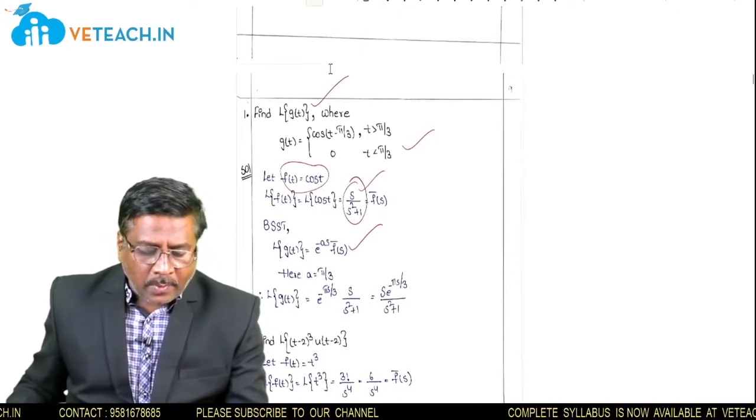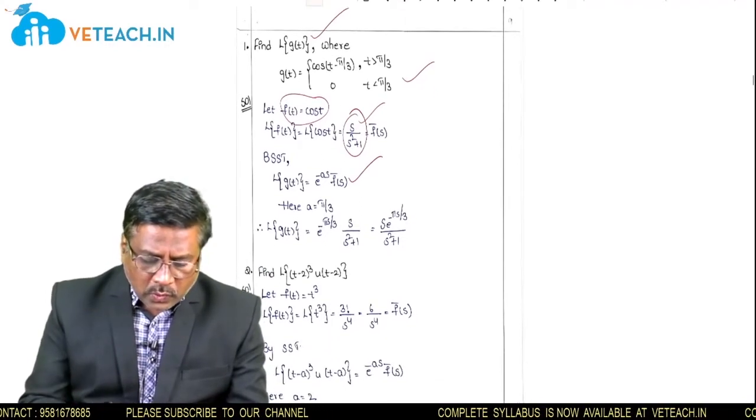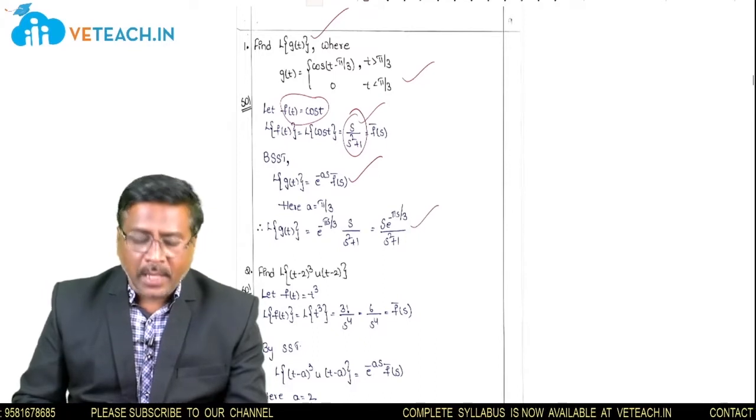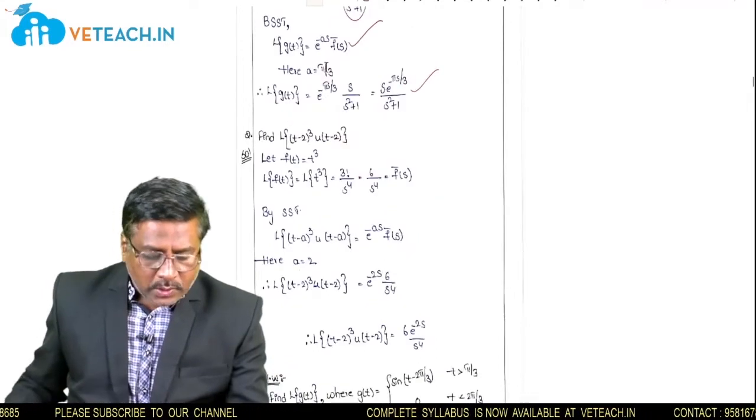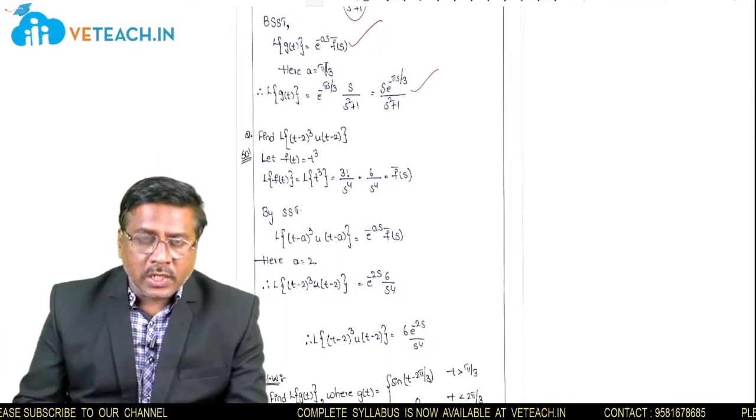Therefore, the Laplace transform of the given function, by using the second shifting theorem, is s into e power minus pi s by 3 by s square plus 1. Now the next problem is similar, involving the unit step function.